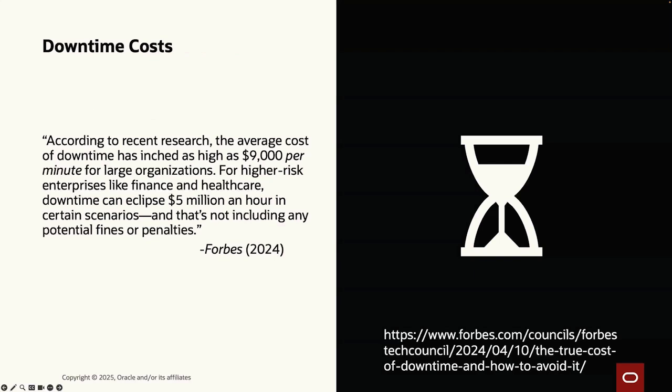So I found this very recently, looking through some of the details around HA costs, and one of the quotes from a Forbes article I've listed here said that according to some recent research, on average, downtime for large corporations has hit as high as $9,000 per minute. And for higher risk environments in healthcare and finance, it can run around $5 million an hour for certain scenarios that have come up in these environments. That's basically looking at the SLAs and costs of being available to the end user. So it can be a very large impact, and you really want to maintain high availability in your database environments.